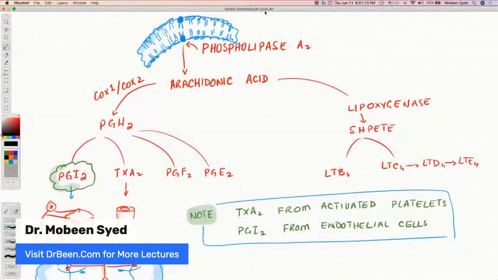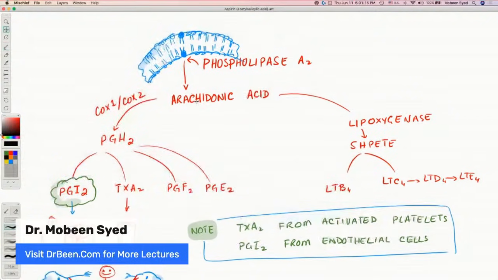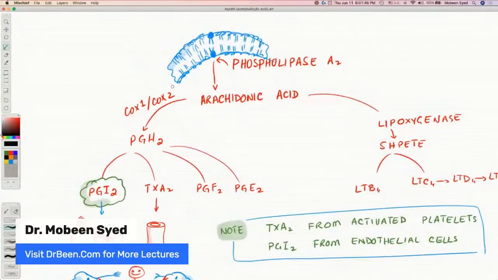If you remember, yesterday we were talking about the membrane phospholipids that are present in the cell membranes, platelet membranes, and all of our cell membranes. There is an enzyme in there, we talked about it yesterday as well, called phospholipase A2. That enzyme works on the phospholipids in the membrane of our cells and converts them into arachidonic acid. Arachidonic acid in turn is then operated upon by two types of enzymes, cyclooxygenases 1 and 2 or lipoxygenases.